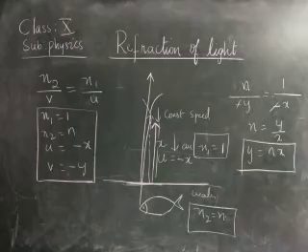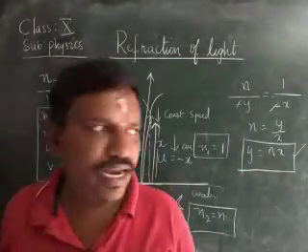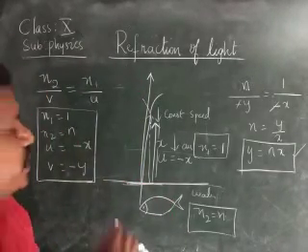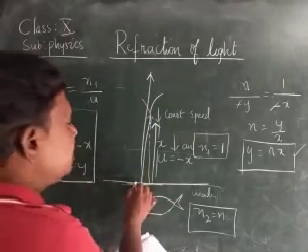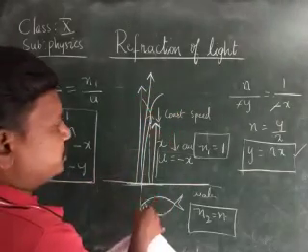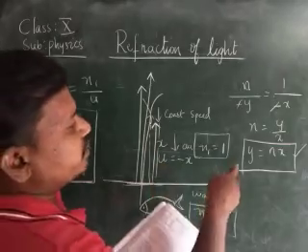Y is equal to what? Y is equal to nx. Okay children, y is equal to nx. Here we are getting y. Y is the distance that the bird appears to the fish. As it is in the negative direction, we got y is equal to nx.